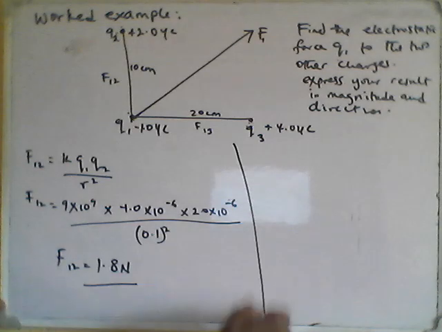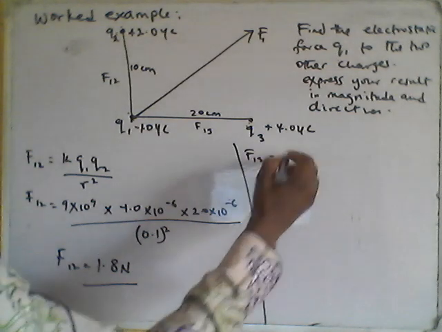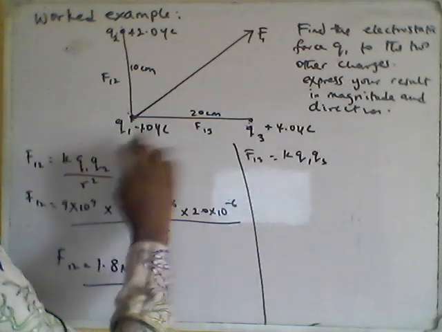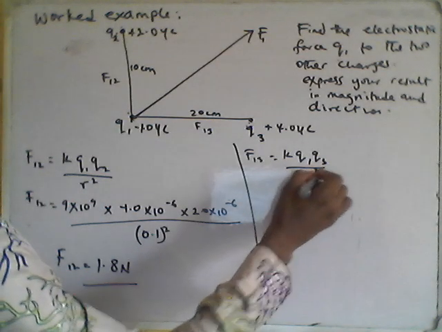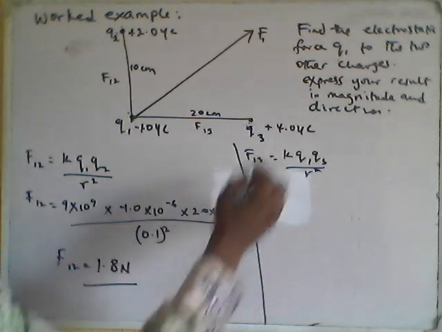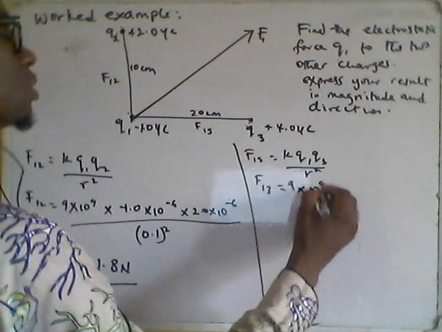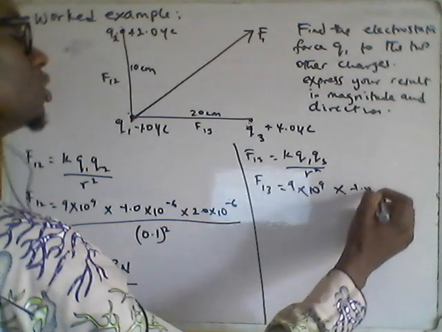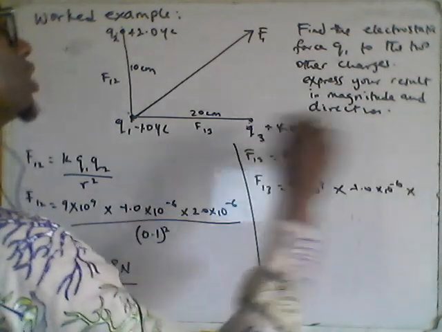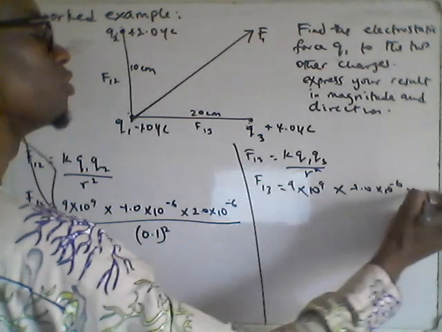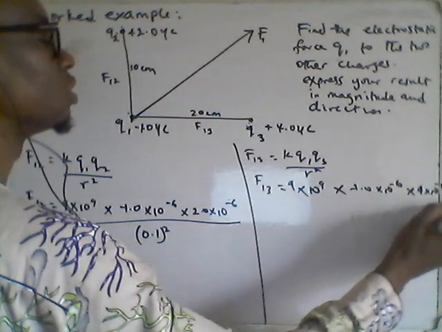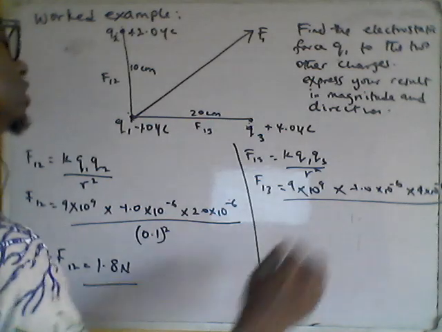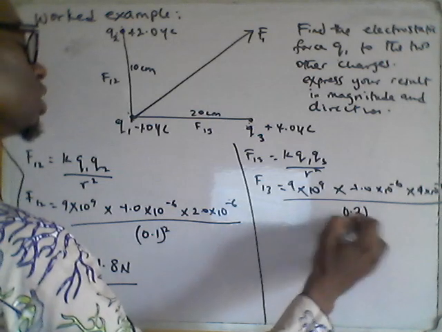Now I'm going to get F13. F13, the same thing, K times Q1 and Q3, so we are dealing with Q1 and Q3 all over R squared. So F13 is equal to K, which is already a constant. All right, that's K. Q1 is minus 1.0 times 10 to the power minus 6, and Q3 is 4 times 10 to the power minus 6, all over R squared. This R is 20 cm. 20 cm to meter is 0.2 meter, all squared.